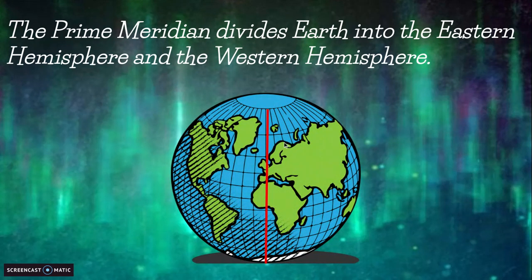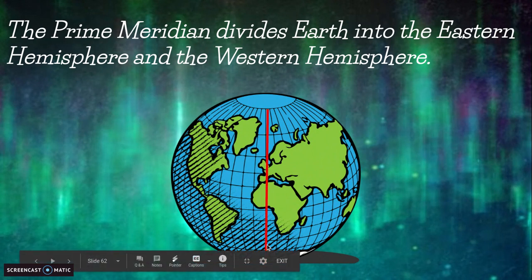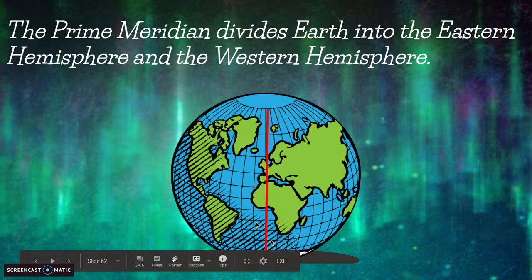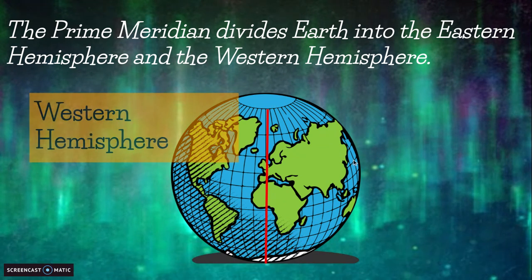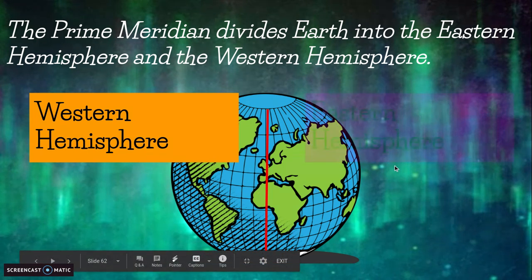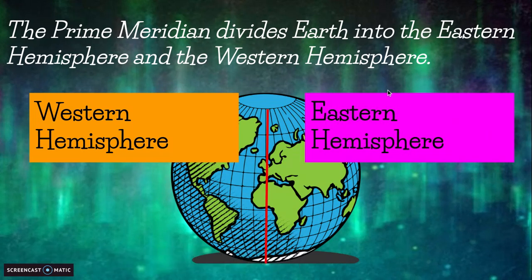So here's Earth divided by the prime meridian. Remember, the prime meridian is 0 degrees longitude. It goes from the North Pole to the South Pole. It goes up and down. And so on the western side of the prime meridian, it is the western hemisphere, the western half. And the eastern side of the prime meridian is known as the eastern hemisphere, or the eastern half of Earth.